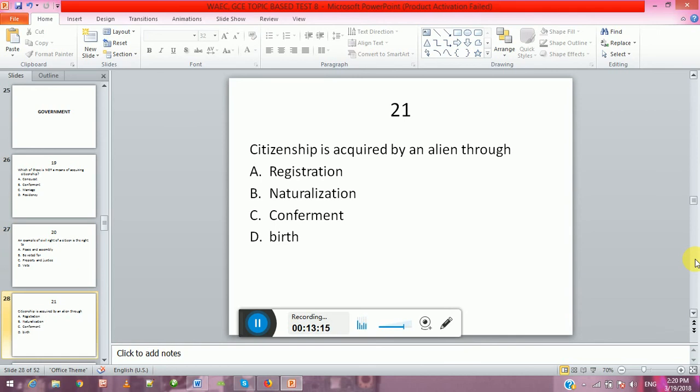Citizenship is acquired by an alien through A, registration, B, naturalization, C, conferment, D, birth.